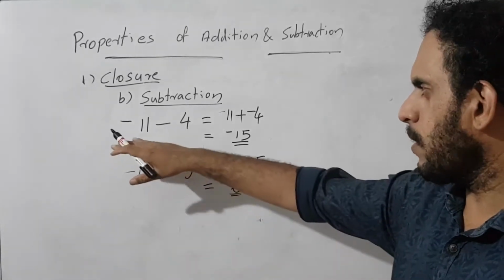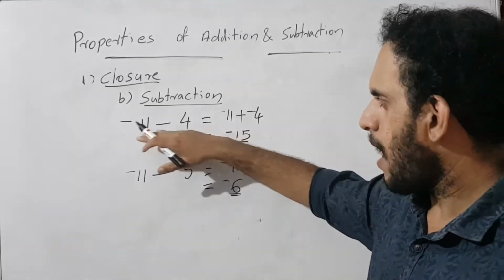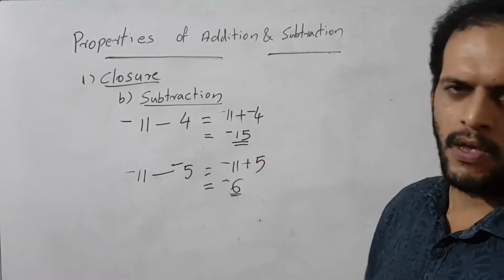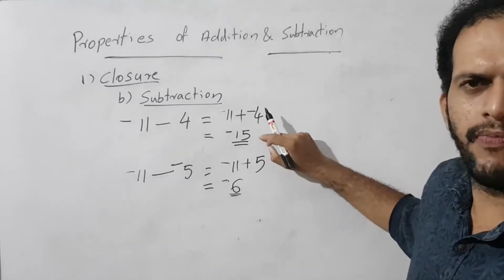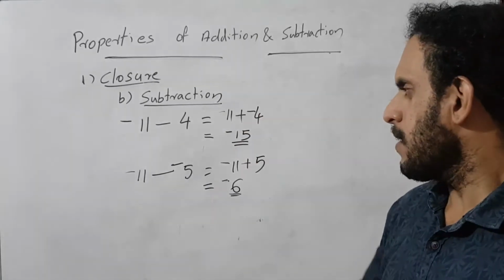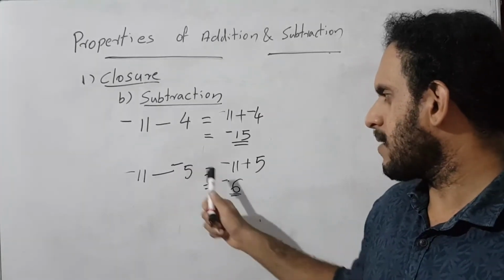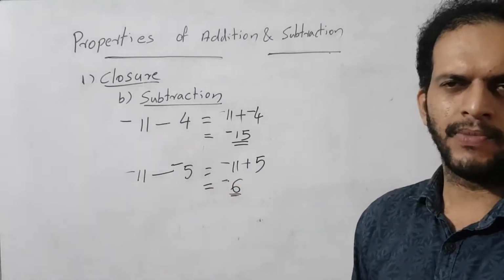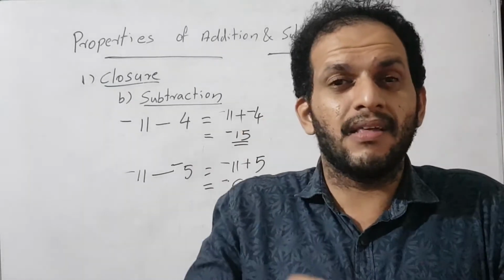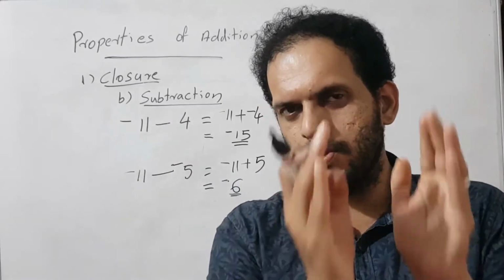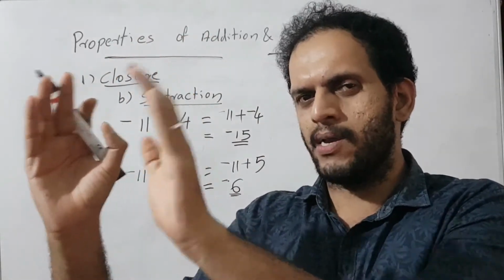Okay? So we conclude here, minus 11 is an integer, minus 4 is an integer, and we are subtracting minus 11 and 4. We subtract 4 from minus 11. That time we got the answer minus 15. Minus 15 is also an integer. Correct? Here the second example, minus 11 is an integer, minus 5 is an integer, and the result is also an integer. That means if we take two integers and subtract them, the result is also an integer. Correct? We take the two integers and subtract them, and we got the result. The result is also in the same category, integer.